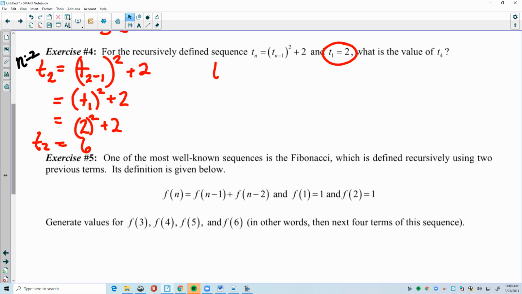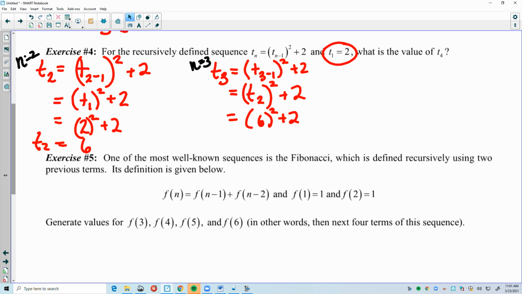We're looking for our fourth, so that means I got to find my third. In order to find my third, n is 3. In order to find my third, I need to have t sub 3 minus 1 squared plus 2. In other words, I need the term before 3. I need the second term. I'm going to square that and add on 2. So my second term was 6. If we square 6, we get 36. And add on 2, we get 38.